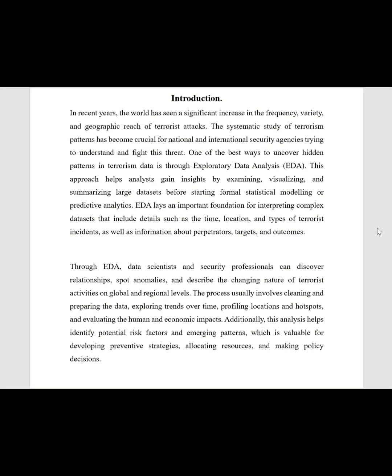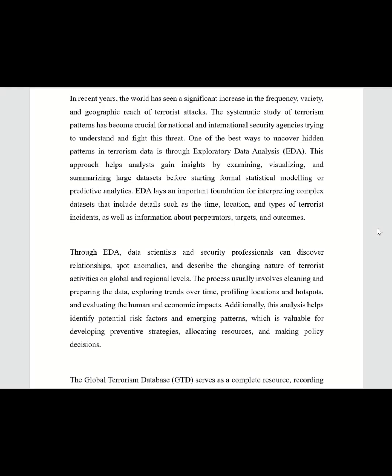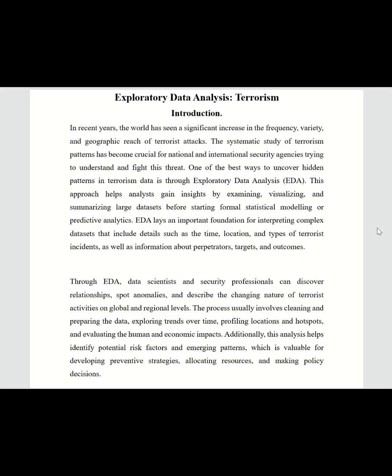I have made this project on the topic of terrorism. As we can see, in recent years terrorist attacks have become more frequent, widespread and varied across the world. To study and understand these complex events, researchers use exploratory data analysis, or EDA. EDA helps by cleaning and checking the dataset, spotting patterns, finding hidden trends, and showing results through clear visuals before doing advanced modeling. One of the main sources used is the Global Terrorism Database, which has details of over 2 lakh incidents from the past 50 years.